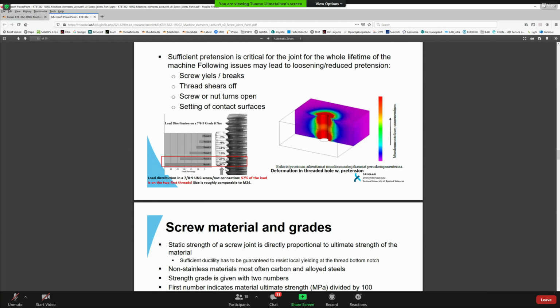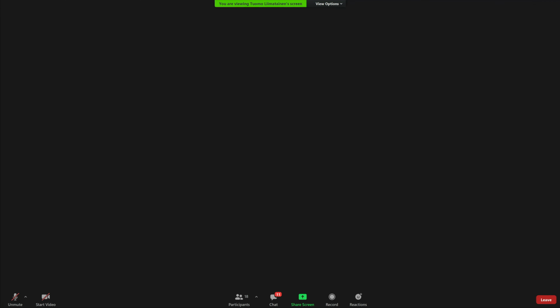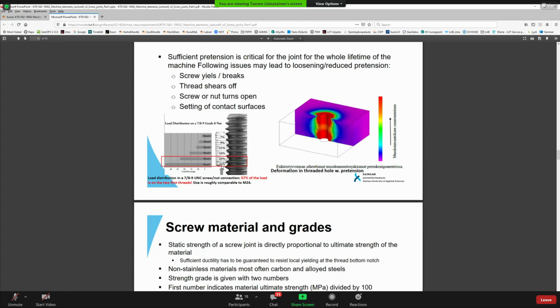That is good to keep in mind. But of course, we can use some other additional means to distribute this further on. If the counter material is soft enough so that it will start to yield from the location of the first threads, that will help us to distribute the load further along. Or we can use specially shaped nuts, which relieve the stress on the first thread and distribute the load over to the following threads. But in a normal type of joint, this is the distribution.